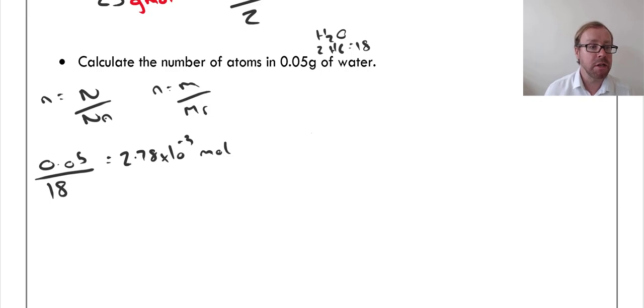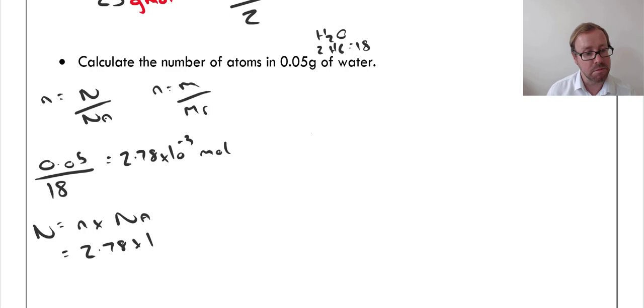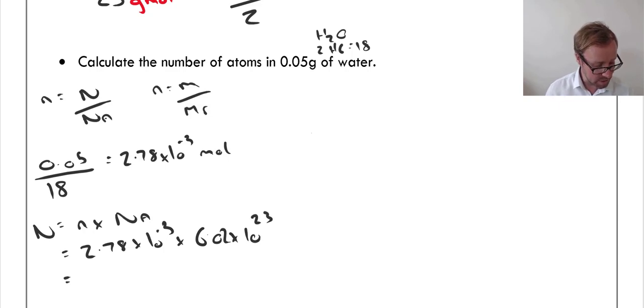Now I've worked my number of moles out here, I can transfer it to here. And I need to rearrange this equation to work out my number of, we'll say particles. So N, big N, equals my number of moles times Avogadro's constant. I know my number of moles, 2.78 times 10 to the minus 3. I know Avogadro's constant, 6.02 times 10 to the 23, which gives me a value of 1.67 times 10 to the 21.